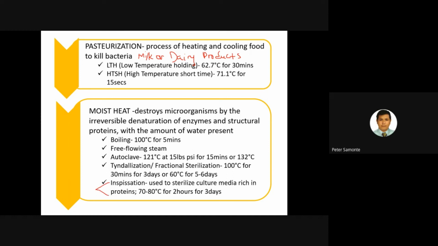Then inspissation is used to sterilize culture media rich in proteins. This is what we use in our TB lab. We use this because we use media rich in protein. This is done at 70 to 80 degrees centigrade for 2 hours for 3 days. That long.